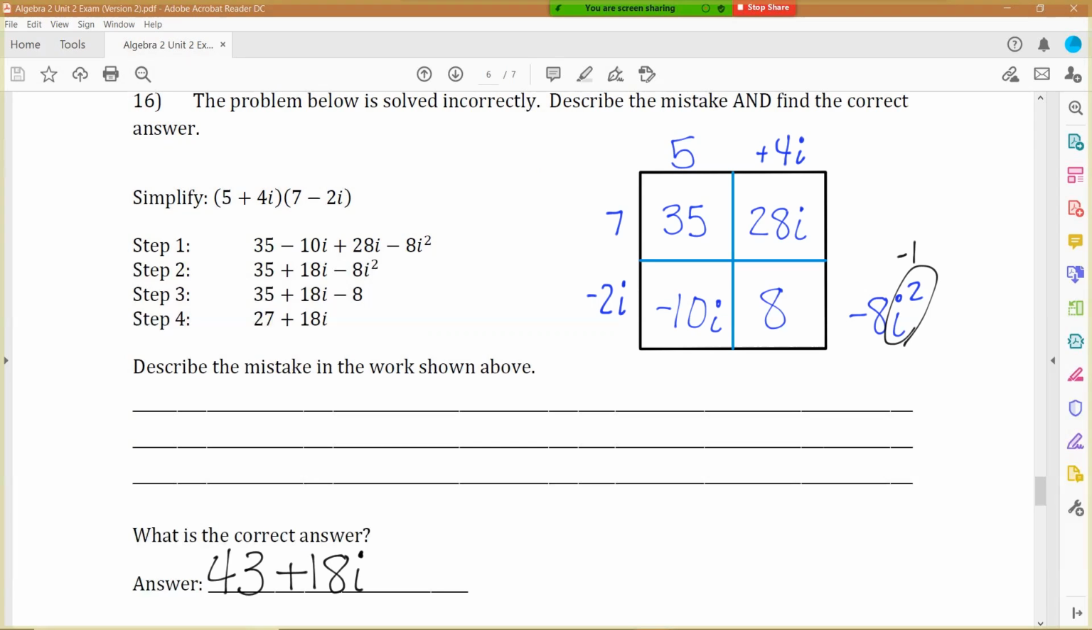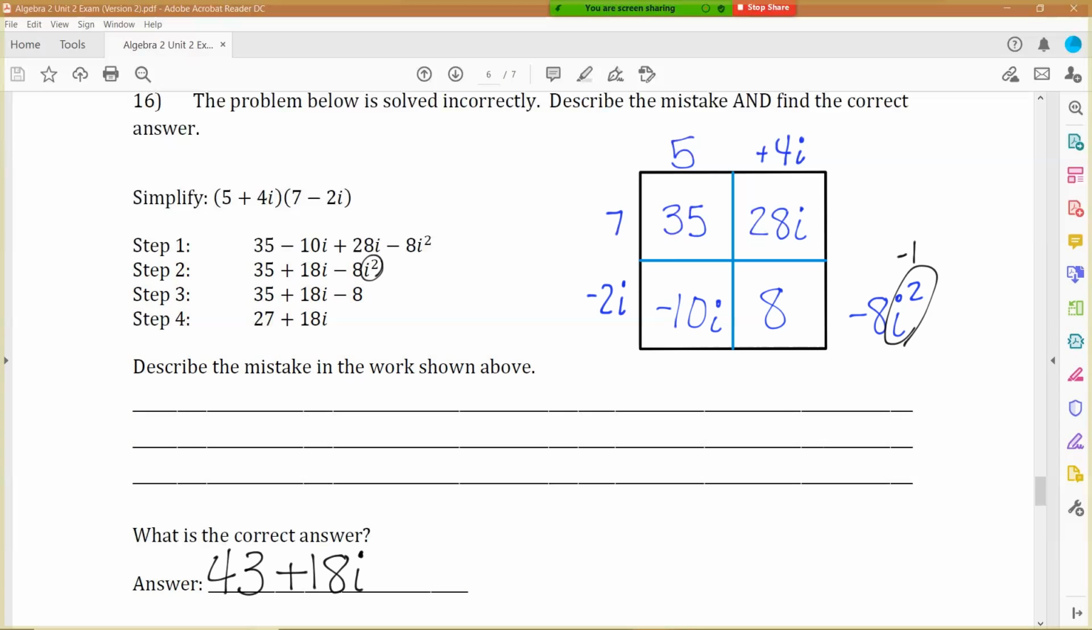Then they went to this next step. You can see that they just took these two terms and put them together to get the 18i. The 35 came down, then minus 8i squared came down. For the next step, 35 stayed the same, 18i stayed the same. But what happened here? So they took i squared out, but did they replace it with negative 1? No, they just dropped it. They didn't follow the instructions like we did to replace it with negative 1. So step 3 is where they wrote something incorrect.